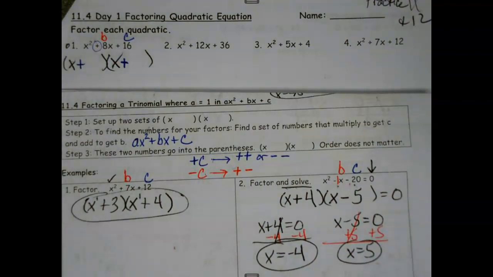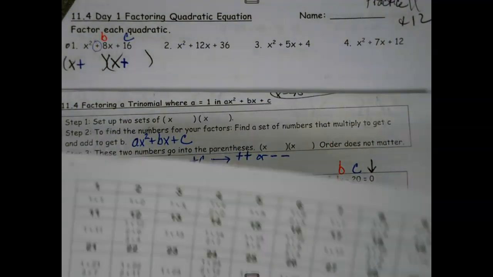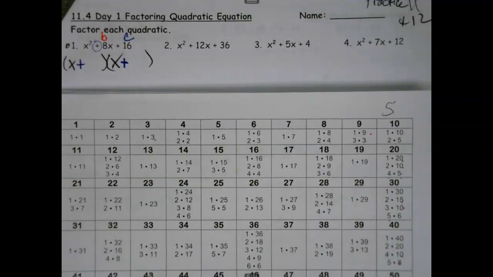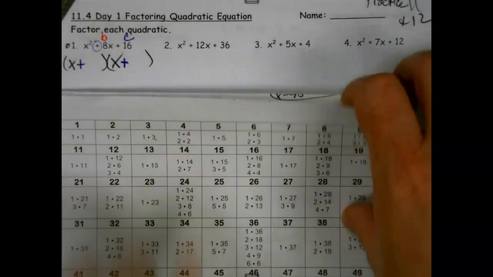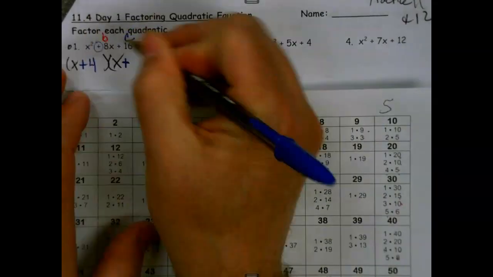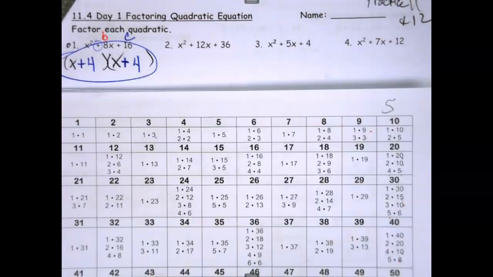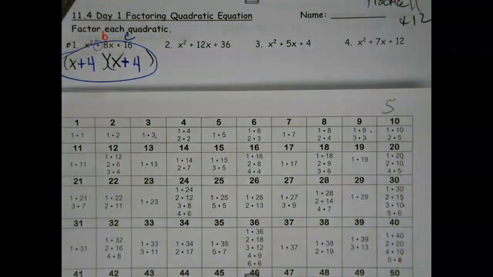So I need 16. I need 2 numbers that add up to 8. 4 and 4. Wait, so they're going to add up to something, or are they going to be like one of these? If the signs are the same, they're going to add up to that number. If the signs are different, that's how far away from each other they're going to be. That's why we're going to do several examples so you can see all this in action.